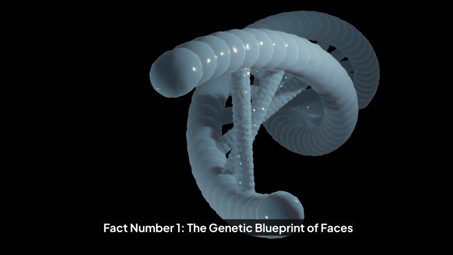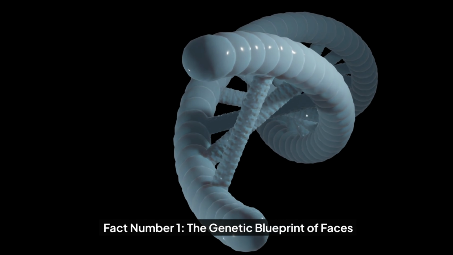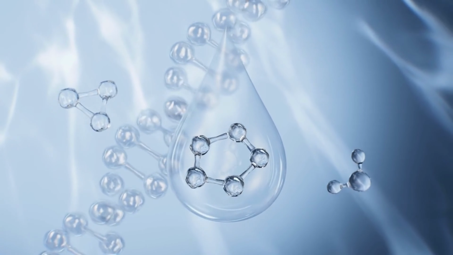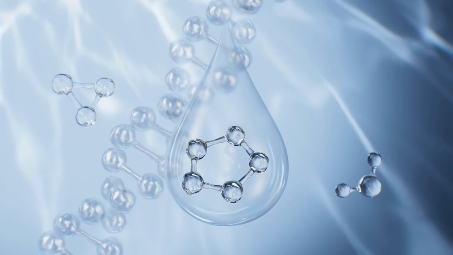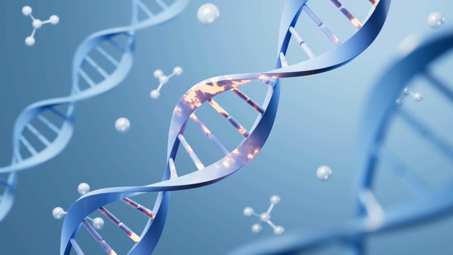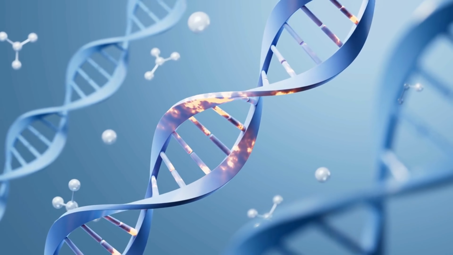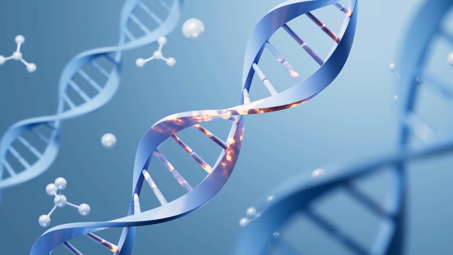Fact number 1. The genetic blueprint of faces. Our faces are shaped by our DNA, which acts as the blueprint for all physical traits. Within our genetic code, scientists have identified numerous genes that influence facial structure and appearance. These genes regulate everything from the width of your cheekbones to the curve of your nose, as well as the size and shape of your eyes, lips, and chin.